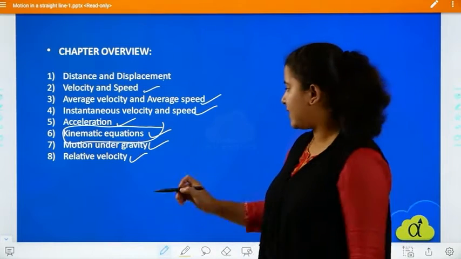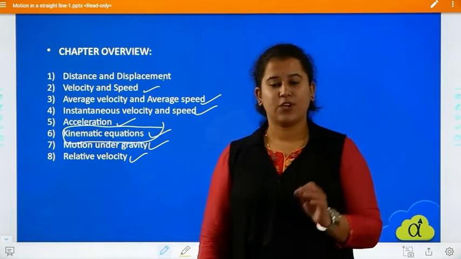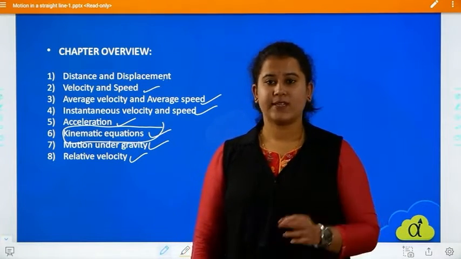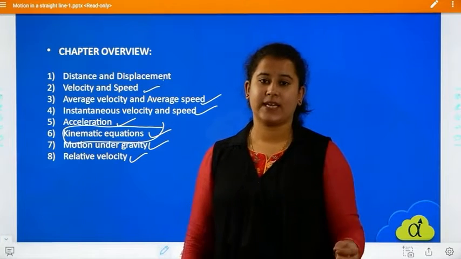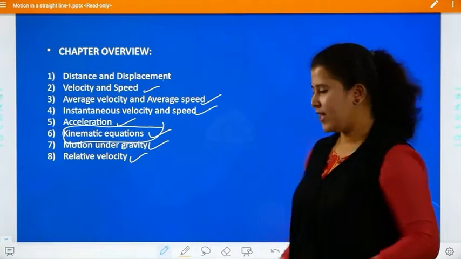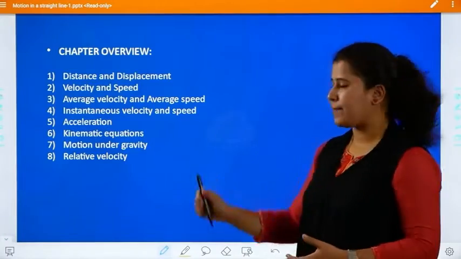But remember, the derivation of kinematic equations, you have to study it because it is very necessary for you, and also it is very important, which is a marks-gaining concept, you can say. Okay, so this is about the chapter overview.